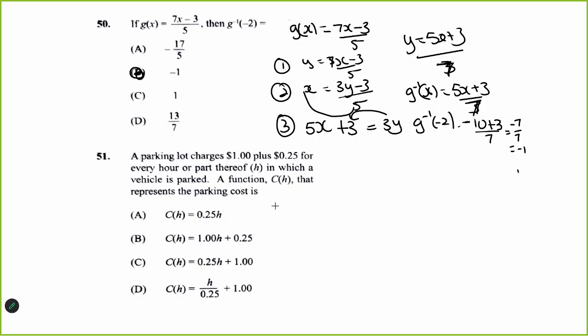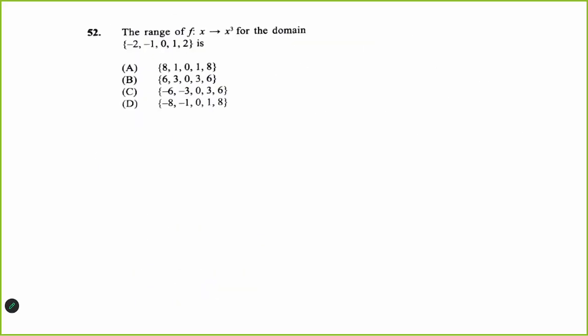This one here is a repeated question, which is 1 is the fixed charge and 0.25 for every hour, so B is the answer. Right?